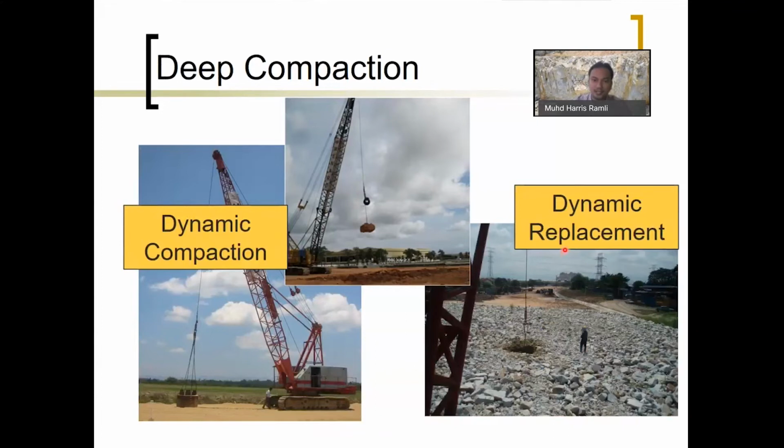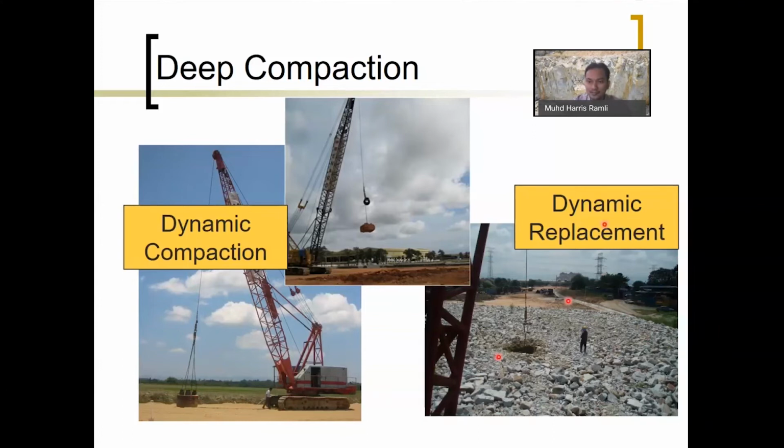And there's also another technology that we call dynamic replacement. In dynamic compaction, they're going to raise this steel weight as high as, based on the design, 10 meters, 15 meters, or even just 5 meters. One of these steel weights usually weighs around 1 ton, and sometimes 2 tons, depending on the design of the energy that is required to compact. After that, they're going to raise, then release, then compact.